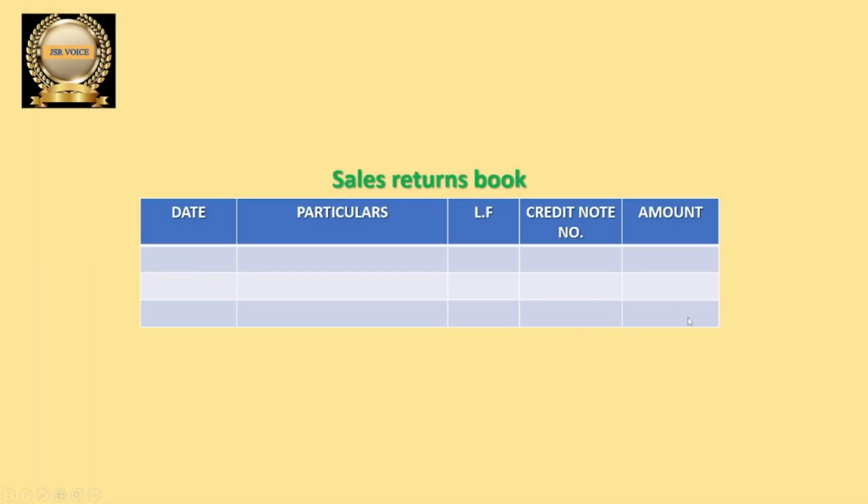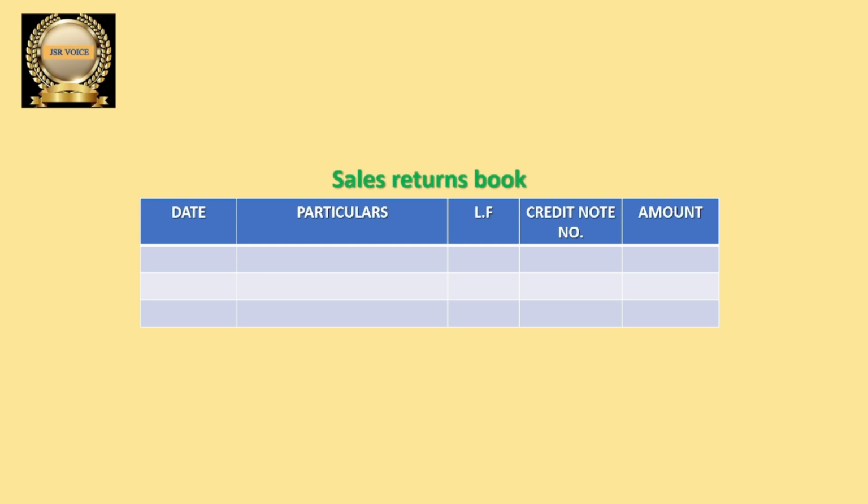That is the sales returns book. In this book we have to record all sales returns transactions. So if the business is selling but customers are returning, those are treated as sales returns. We have to record them here.